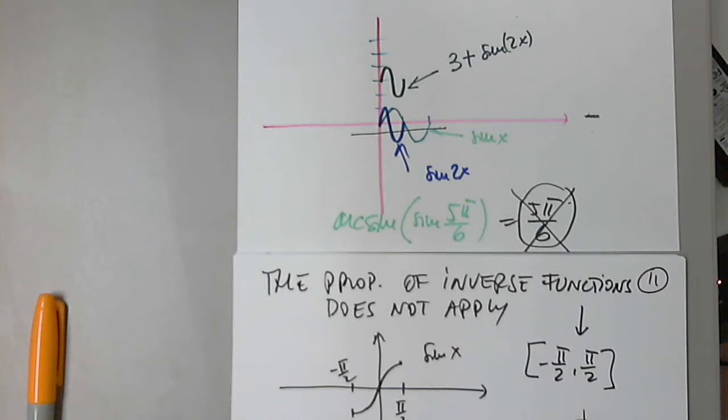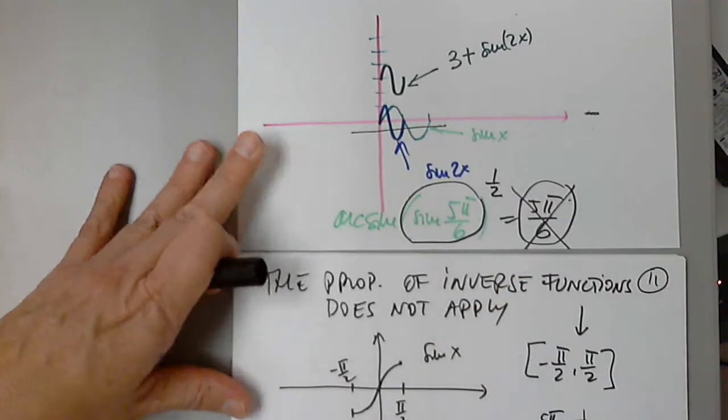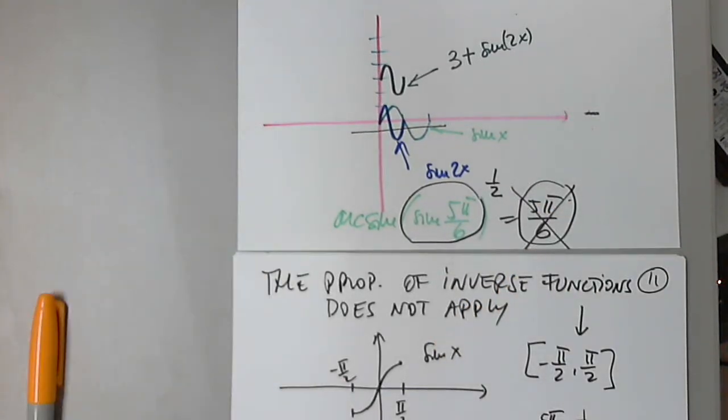Sine 5 pi over 6, 5 times 30 is 150. It's this graph, 5 pi over 6. And the reference angle is pi over 6, so therefore this is 1/2. So I will first replace this piece by 1/2. So now arcsine of 1/2 is an angle here, which is pi over 6. So be careful, you cannot always apply the inverse function.